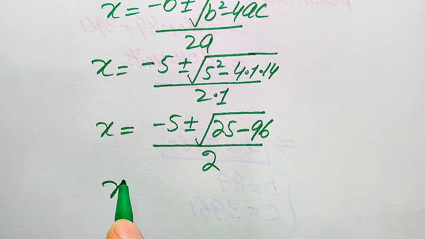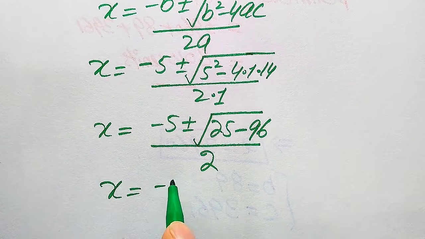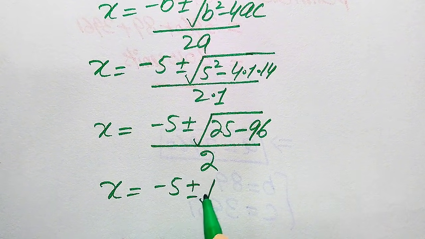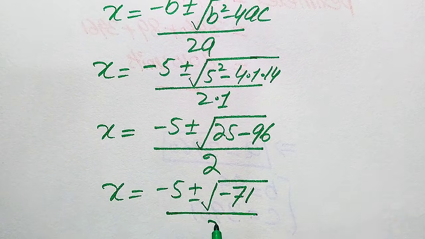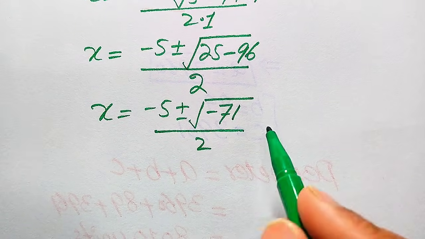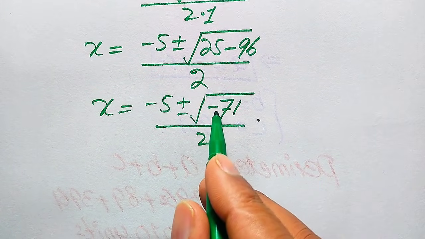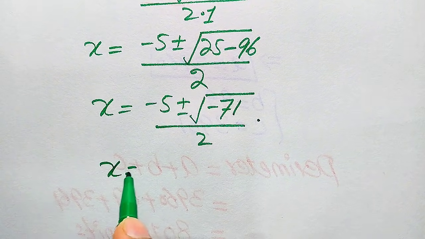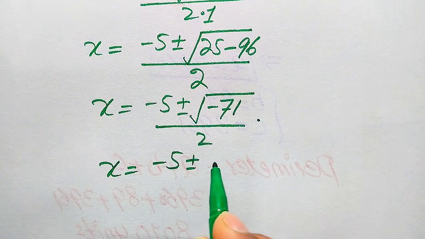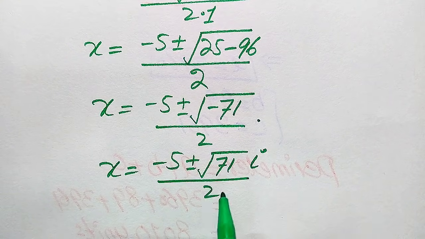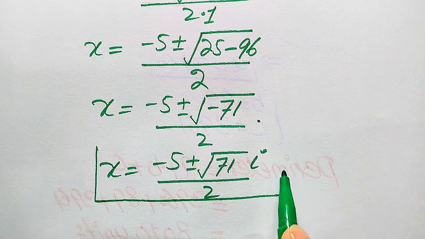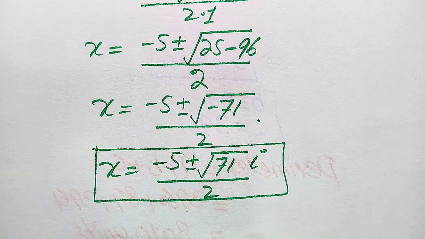So from here we get these two values of x are minus 5 plus minus square root of minus 31. When we subtract these two values we get minus 31, and it is divided by 2. So here, because the negative sign appears inside the square root sign, it becomes iota, and it is divided by 2. So these are the two complex roots of the given equation.